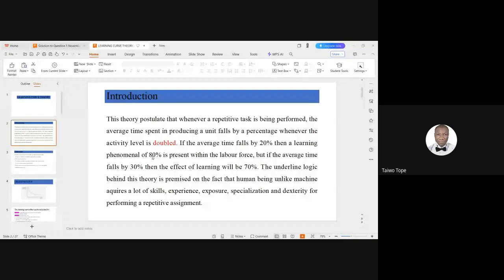It shows the learning effect cannot affect that 3 because there is no doubling. Please take note of that. Some questions can ask you to determine the number of hours required to produce the 13th batch. You cannot actually get that perfectly except you get what?